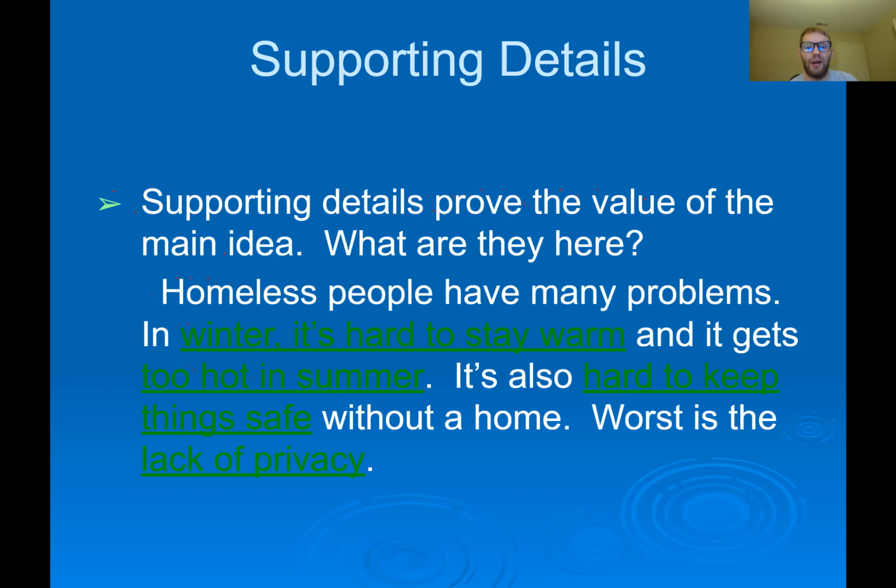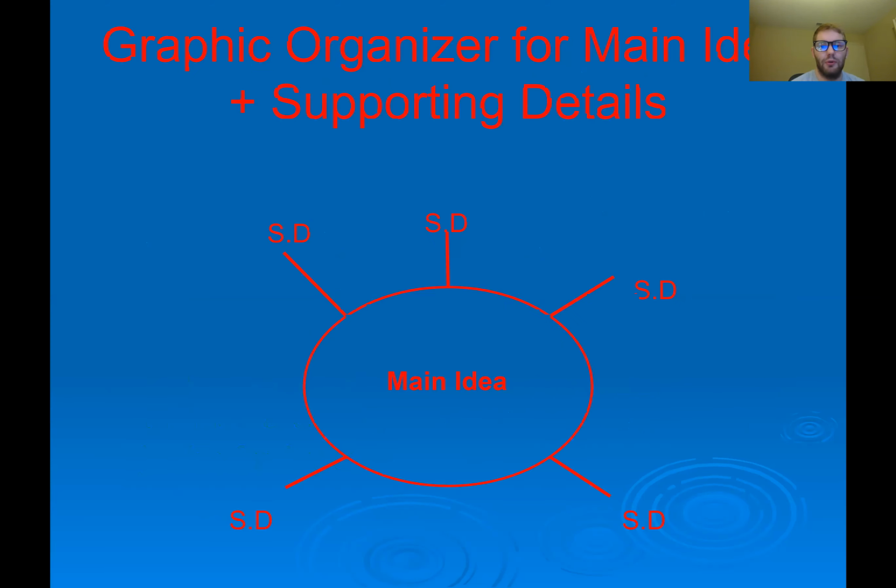So in this case, homeless people have many problems. In winter, it's hard to stay warm and it gets too hot in the summer. It's also hard to keep things safe without a home. Worse, it's a lack of privacy. So we do have, as you can see in green, those supporting details which help out our main idea, which is homeless people have many problems, as we established earlier. And this, of course, would be the best way to help organize your main idea and supporting details. This simple, for lack of a better phrase, spider chart, even though it doesn't have 8 limbs. You can still see your main idea in the center, and it's helped and supported by those supporting details. It's bolstered up in this case.